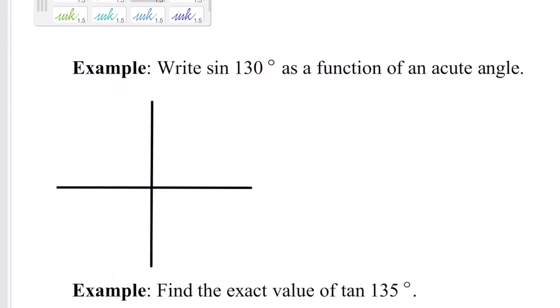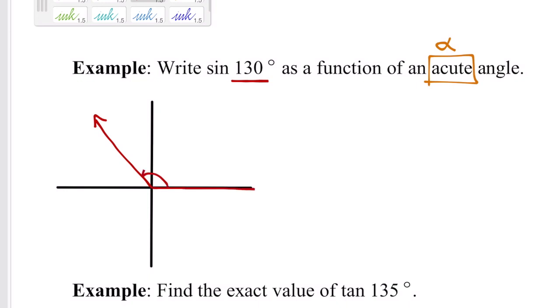My next situation, they want me to rewrite the sine of 130 degrees as a function of acute angle. So an acute angle is something that's smaller than 90 degrees. So that means I'm going to first figure out the reference angle for 130 degrees. That's what we mean by the acute. We're looking at the reference, so that alpha. I know 130 degrees is in between 90 and 180.